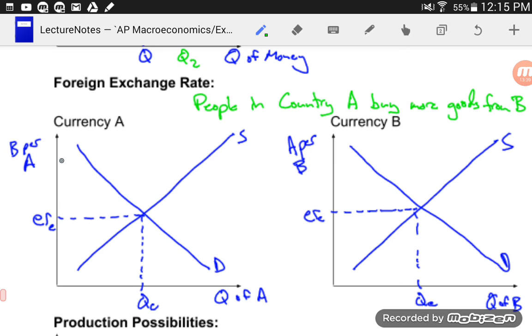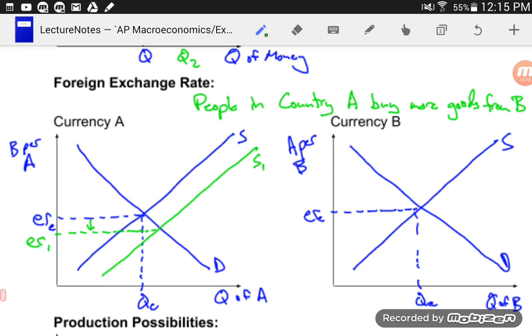Well, if people in country A want to buy from country B, then they are going to need to get rid of their currency A. They've got whatever their currency is, they need to get rid of it so they can exchange it for something else. So the supply of currency A is going to increase, which means the exchange rate value of currency A is going to go down.